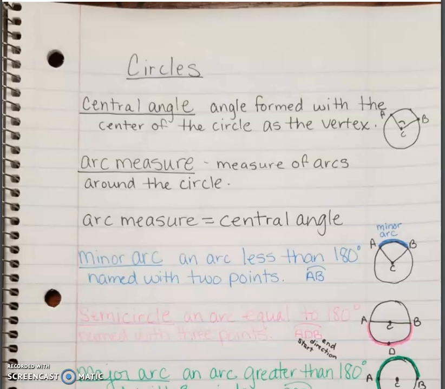Now, what we're learning here about arc measure is that it's equal to the central angle. They're equal to each other. So whatever this angle is here, that's going to be the measure of the angle of the arc. They're equal. Now we have 3 types of arcs.